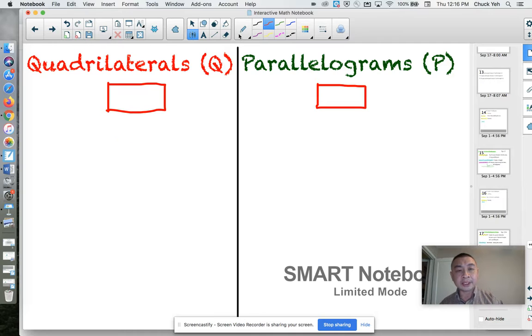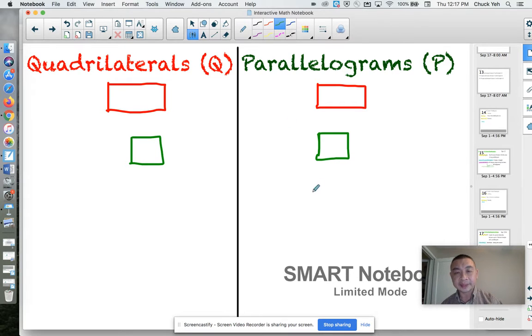Okay, how about a square? A square is a quadrilateral. It has four sides. Is it also a parallelogram? Hmm. Yes, it also is a parallelogram because it has four sides and the sides are parallel. Sorry, this square is not that great, but these are supposed to be parallel with each other.